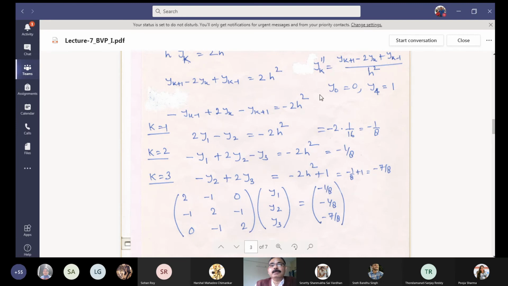And the approximation which I have written here, that is yk double prime equal to (yk plus 1 minus 2yk plus yk minus 1) by h square, is called, write down, the central difference approximation for y double prime. Right?